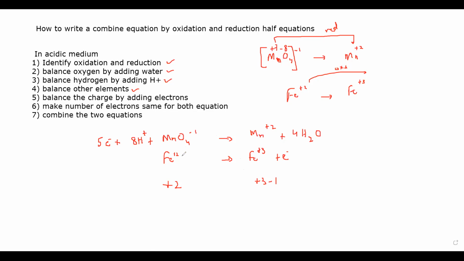Now, to write a final equation, we will combine the two equations by making the number of electrons the same. In the first equation, I have 5 electrons, but in the second equation, I have 1 electron only. So I will multiply this equation by 5. When I multiply this equation by 5, everything is multiplied by 5. And then I will add the two equations. When I add the two equations, electrons will cancel with electrons.